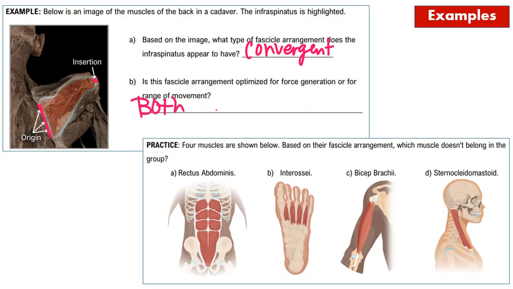Of course, you can also write range of motion and force. Whatever way you want. But writing both is just the easier way. So that's just one example of how you can kind of start understanding fascicle arrangements. Let's get into another. Four muscles are shown below. Boom, boom, boom, boom, boom. Based on their fascicle arrangement, which muscle doesn't belong in the group? So we're saying that basically one of these doesn't belong in one single group that we're talking about.